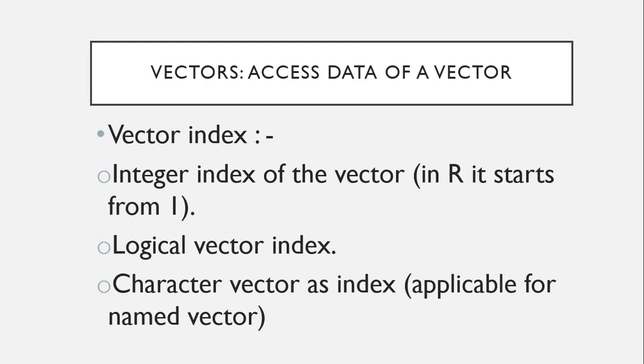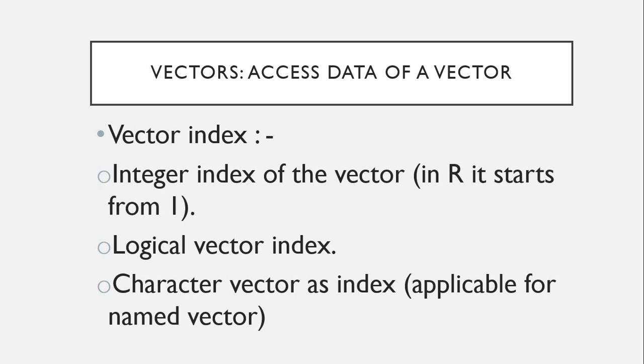Now after we have created our vectors, we want to access a particular element of data in that vector. So how do we do that? We do that using indexes. When you create a vector, each element in that vector is stored at a particular position, and it has an index. We are going to use that index to be able to access that information.